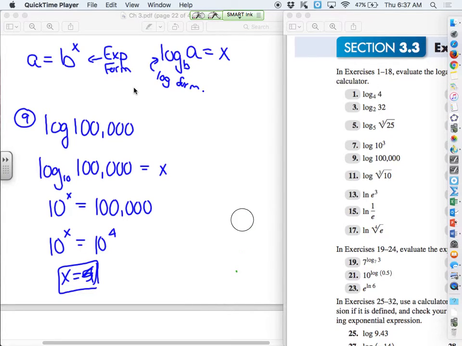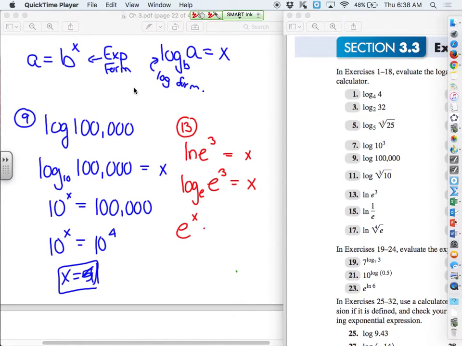And then let's look at some natural logs. So ln e to the 3rd, that's number 13. Set that equal to something. Remember, natural log, ln, is log base e, and then it's of e cubed. And this we can write in exponential form. The base is e, the exponent is x, equals this inside part, the answer part, which is e cubed. So it's equal to 3.